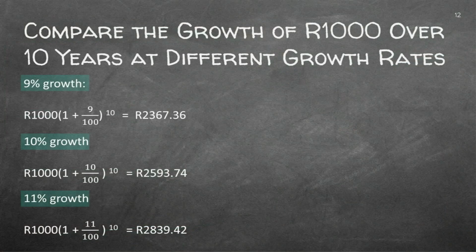If I put 1,000 Rand in the bank over 10 years, now there's a few different examples. If it's a 9% growth there, I will have 2,300, just roughly. If it's 10%, it will be 2,500. If it's 11%, it will be 2,800. So the higher the inflation rate is, the bigger the amount is. So that means the more you're going to pay next year for the same amount of stuff that you pay only 1,000 Rand for this year.